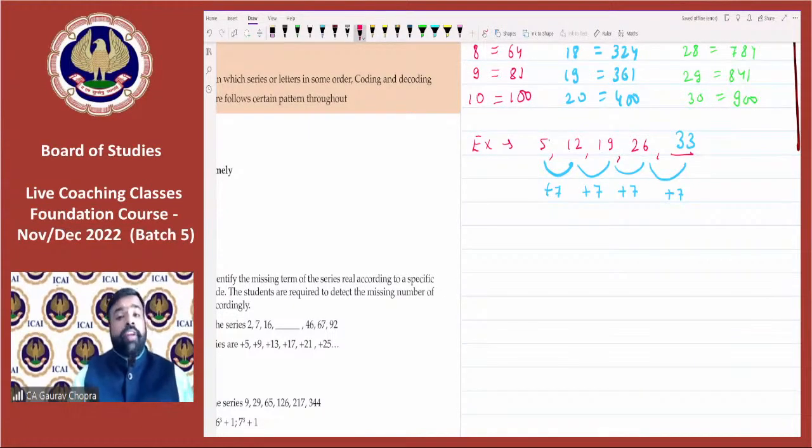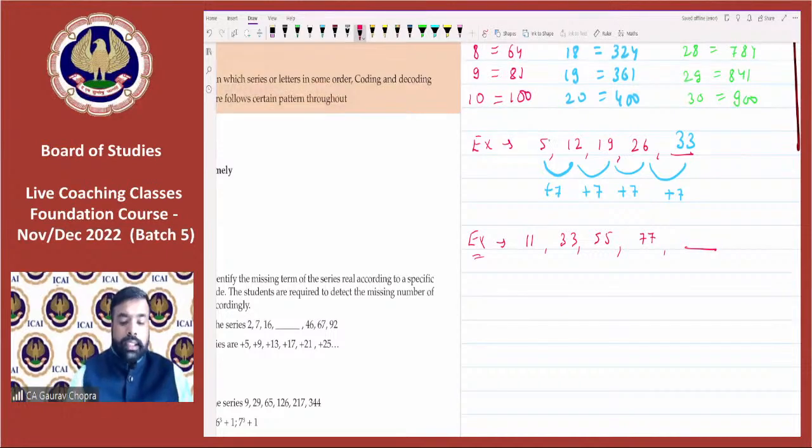Now, there are different patterns of the series. So let's try some different patterns. The next one is, let's say, 11, 33, 55, 77, and then dash. So what will be the next number?